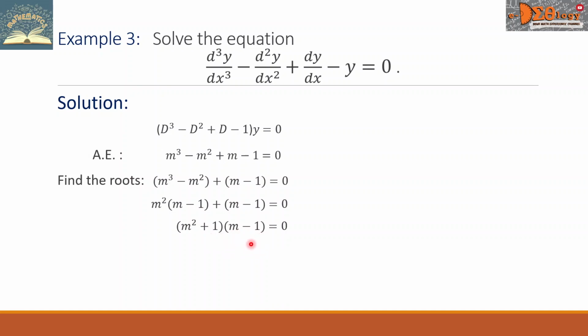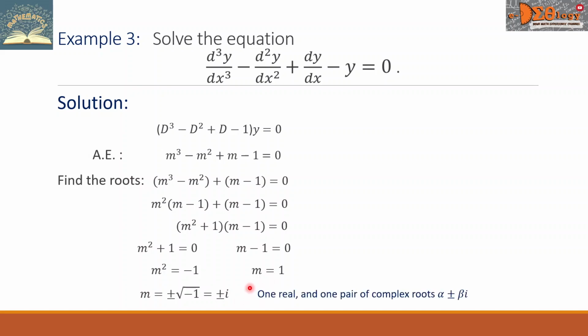Then we equate each factor to 0. So we have m squared plus 1 equals 0 and m minus 1 equals 0. Simplifying further, we have m squared equals negative 1 and m equals 1. So we have here one value of m. On the first factor, we have m equals plus or minus the square root of negative 1, and we can simplify this further into plus or minus i. So we have three roots. It means we have one real root and one pair of complex roots, alpha plus or minus beta times i.